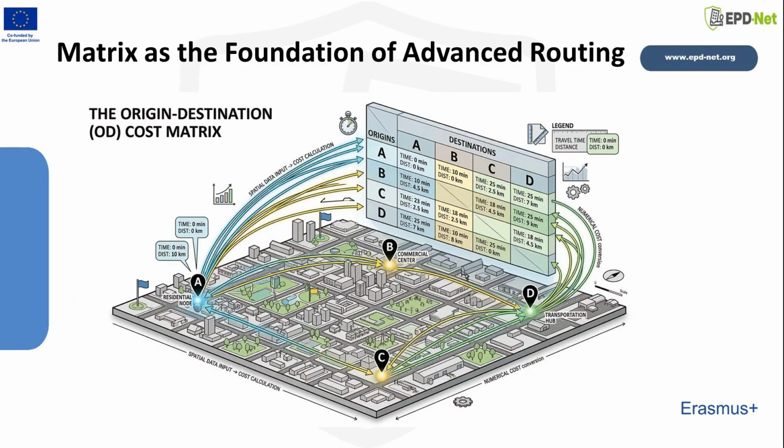The matrix serves as a bridge between simple routing and complex optimization models. By providing structured cost information between locations, it enables advanced routing algorithms to operate efficiently and supports the transition from basic route calculations to large-scale optimization problems.